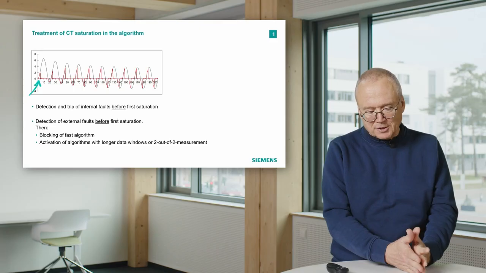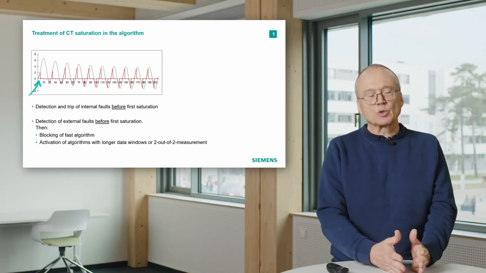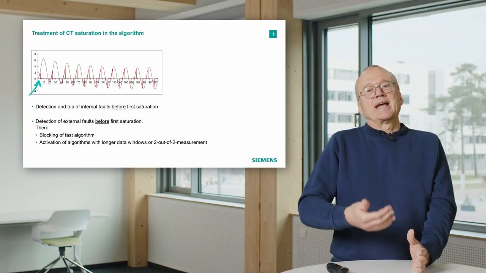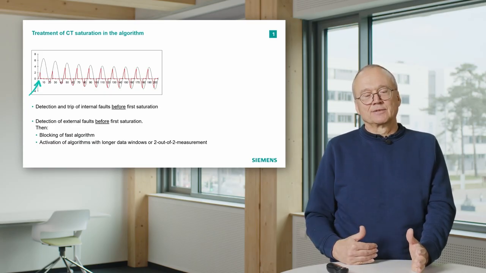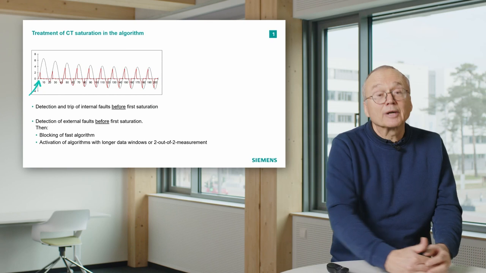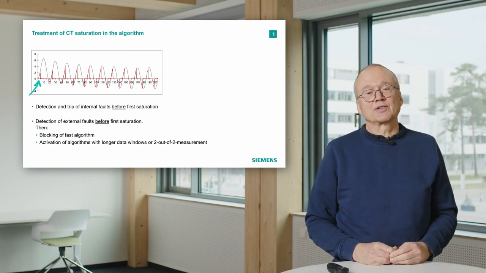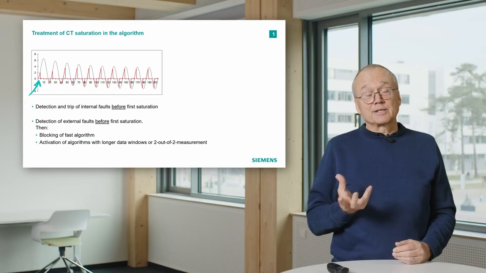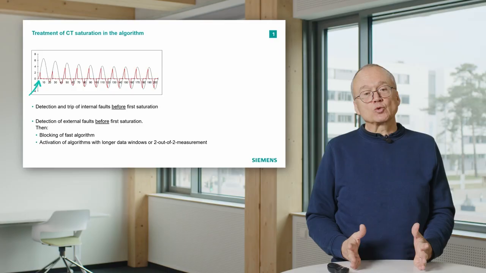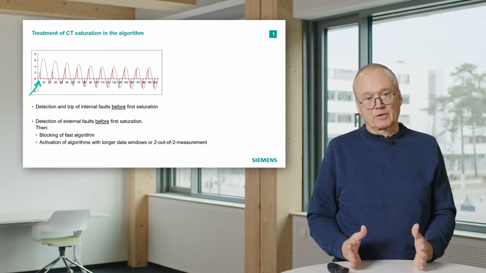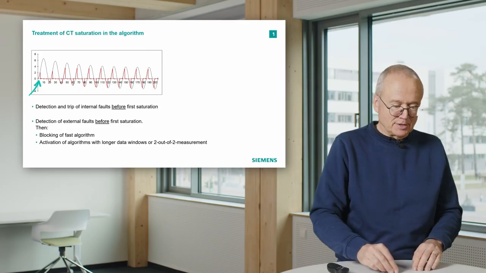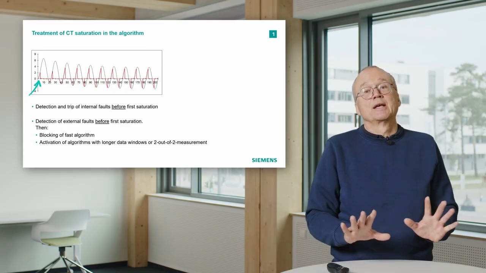If in the first milliseconds it looks like an external fault, differential current is 0, and then suddenly our operating point moves into the tripping characteristic, it's very likely that it is a saturation effect. That means we should somehow block the algorithm. We first see an external fault and suddenly this moves into the characteristic, then we block it.